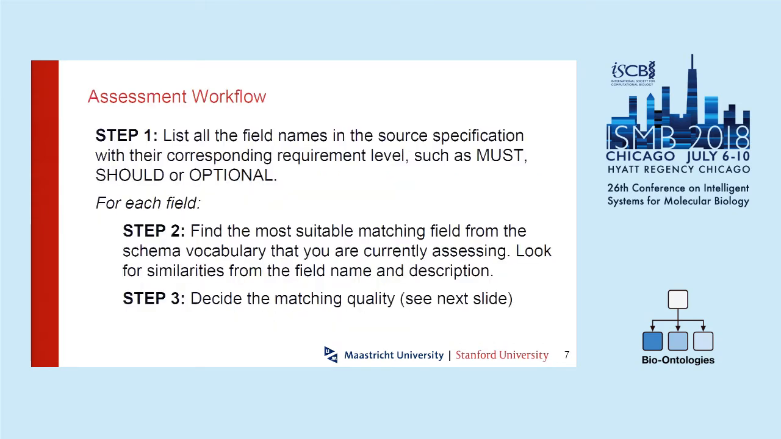So this is the workflow. Basically, we do manual inspection, finding similarities between fields. We check the field name and the field description. Two important things here: we also take into account the requirement for filling in the fields, using the keywords must, should, and optional. The other important point is that we also need to decide the matching quality.